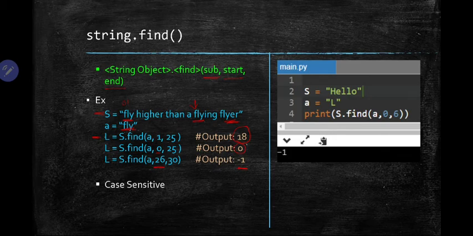One important thing about this function is that it is case sensitive, which means the substring should be exactly the same as present in the string, otherwise it will not match. So check out this example. We have the string hello, with H capital, E, L, L, O all small. Now we are trying to find if capital L is present inside this or not. Since capital L is not present inside this string anywhere, it will return -1. That's all about the find function.